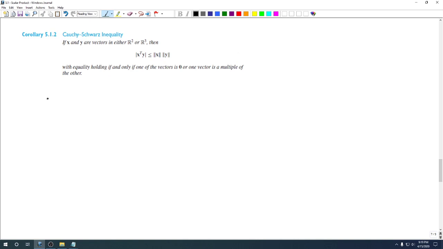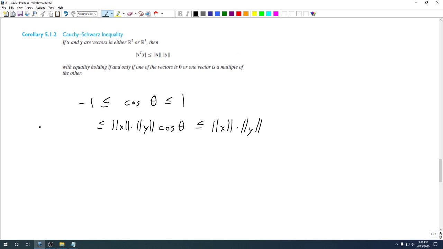A simple consequence of the last theorem is this named theorem. We call it the Cauchy-Schwarz inequality. Basically, we know that the cosine of an angle is always between 1 and -1, which means that if we multiply by the magnitudes of x and y, this is always between, well, the magnitudes. So we multiplied on each side by those magnitudes, and then the negative of those magnitudes.